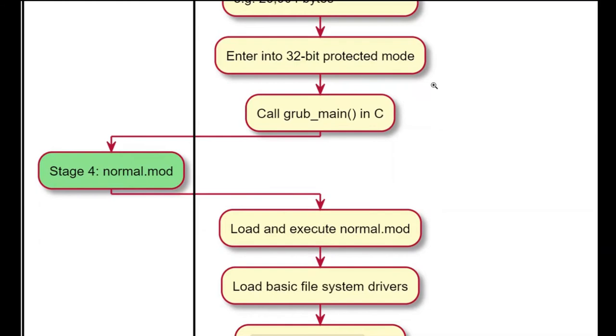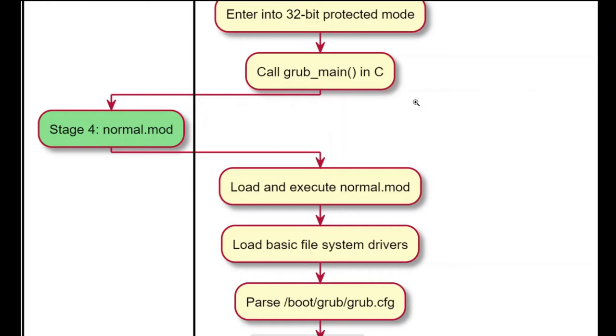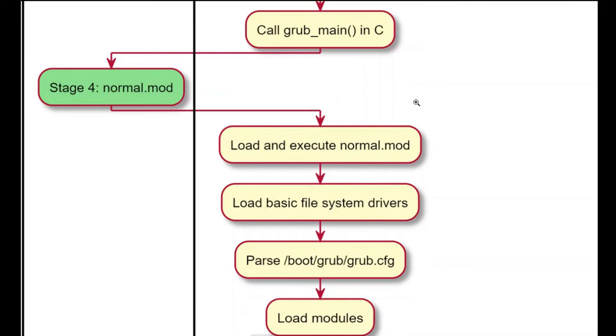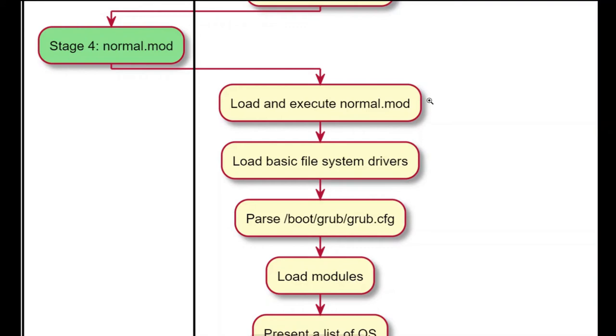I would like to single out one of its very important tasks, loading the normal module with file name normal.mod. The running of the GRUB main function marks the starting of the GRUB kernel, which means the boot process reaches GRUB stage 4. If stages 1 to 3 are running programs written in assembly language, stage 4 is running programs mainly written in C language.